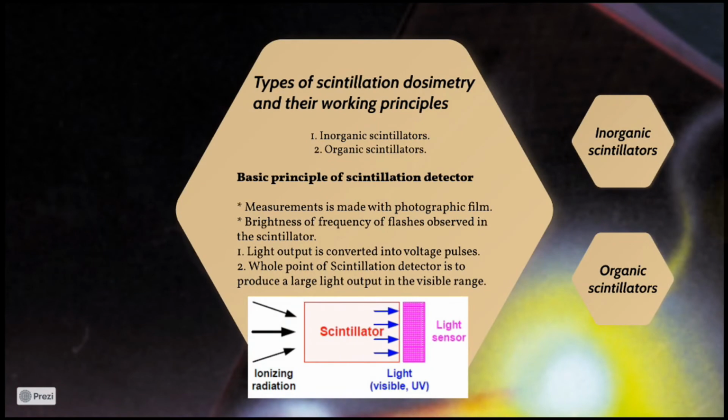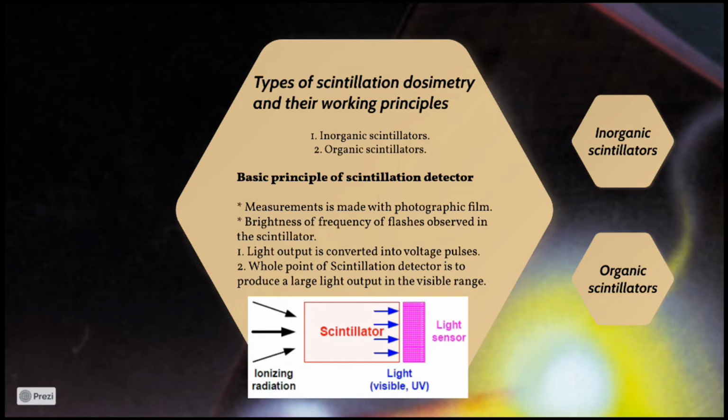Next are the types of scintillation dosimetry and their working principles. Types of scintillation dosimetry can be divided into two: inorganic scintillators and organic scintillators. Before that, we go to the basic principle of the scintillation detector. When ionizing radiation enters the scintillator, the measurement is detected by photographic film. As you can see in the figure below, when ionizing radiation enters the scintillator, it will emit visible light.